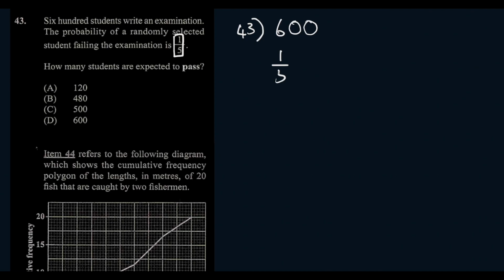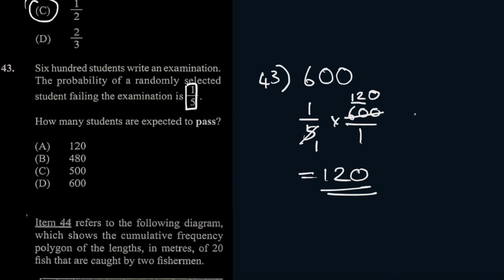So 1 over 5 times 600 over 1. So 5 into 5 goes 1. 5 into 600 goes 120 times. How did I know that? Well, 5 can go into 60 12 times, and I will be left with that 0. So that's how I know it's 120. Therefore, the final answer for this would be 600 minus 120, which is equal to 480.